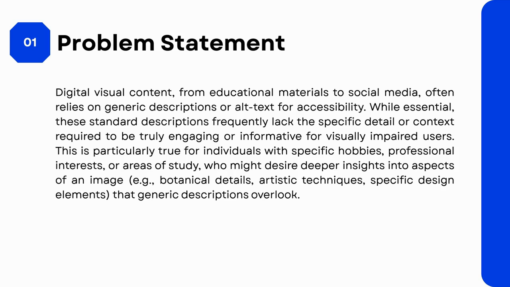So for the problem statement, as we all know, standard alt text is vital for accessibility, but often it's generic. A painting of a woman doesn't help an art student analyze techniques, and butterfly on flower doesn't satisfy a botanist curious about the species. So this creates a gap in understanding and engagement for visually impaired users with specific passions.